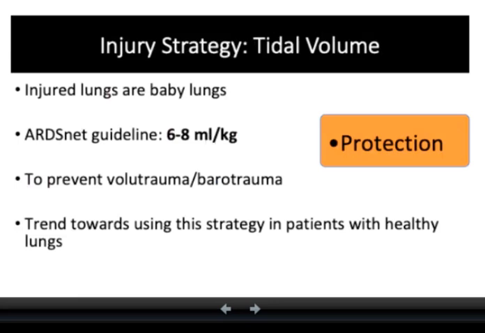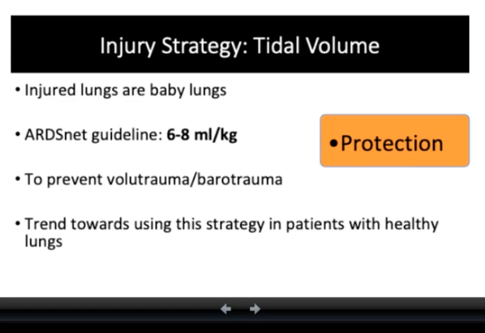All right, now we're going back to the lung injury strategy, and we're going to talk about the tidal volume. So to start mechanical ventilation, you will need to choose your initial settings. And whenever you have a patient that requires an injury strategy, an appropriate choice of tidal volume is extremely important.